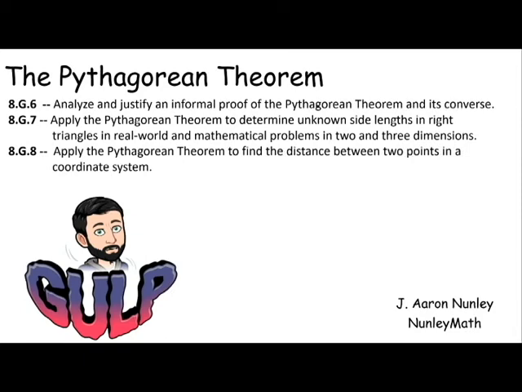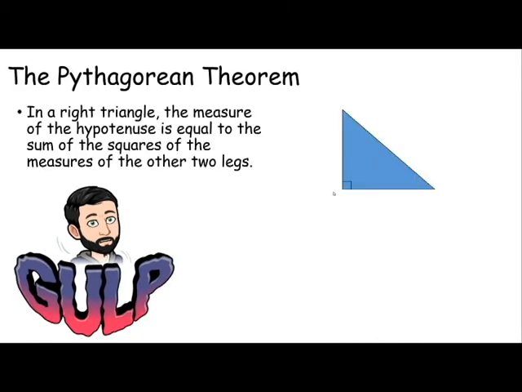After this lesson, we're going to move on to some other shapes, as well as moving on to our area, surface area, and volume formulas. So the Pythagorean theorem is our focus today, and we're going to go ahead and dive right in. The Pythagorean theorem says, in a right triangle, the measure of the hypotenuse is equal to the sum of the squares of the measures of the other two sides.